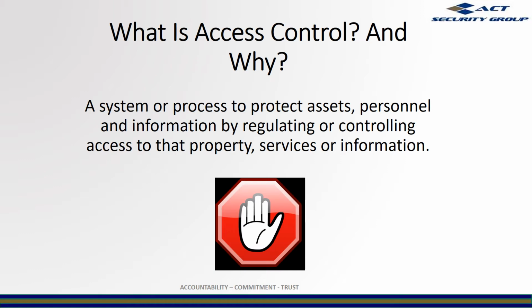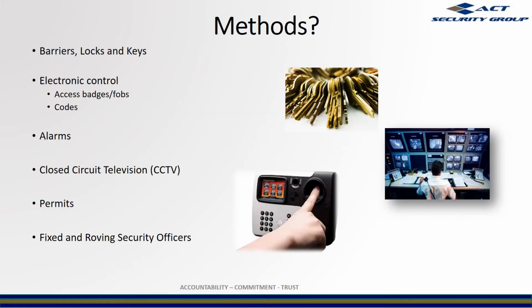So what is access control and why use it? This is a system or a process to protect assets, personnel, and information by regulating or controlling access to that property, services, or information. Some of the methods used in access control are barriers, locks and keys, electronic controls such as access badges or codes, alarms, CCTV, written permits, or fixed or roving security officers.